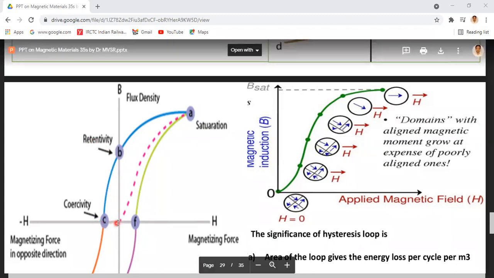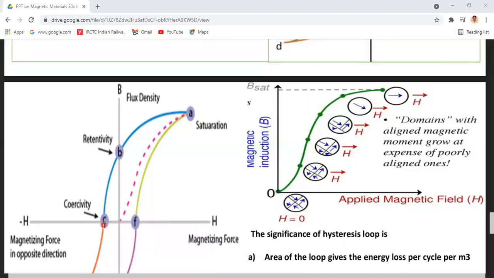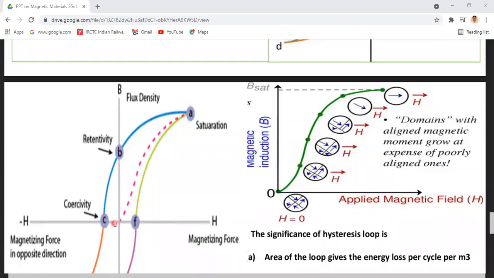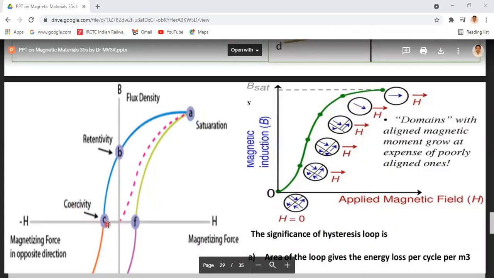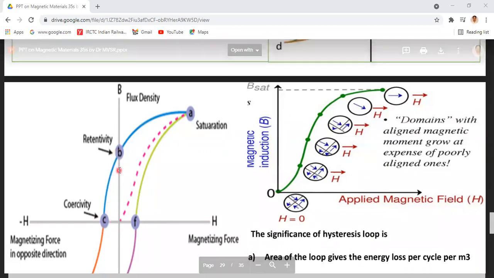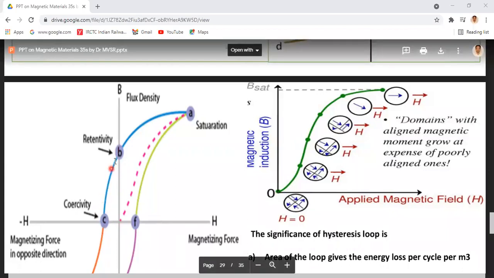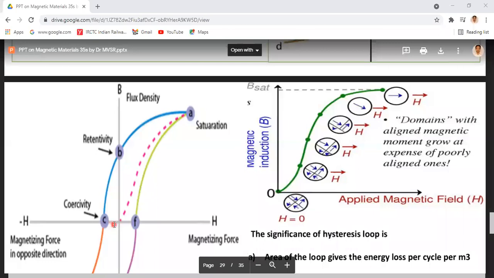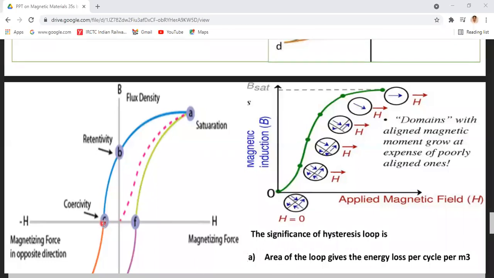So what is the coercivity? As the field is increased in the opposite direction, how much field is utilized for reducing the magnetic induction to zero? That is OC, and we call it coercivity. OC is the value of H which is responsible for B equal to zero. As the magnetic induction B decreases and reaches the point C, the magnetic induction becomes zero. By applying the magnetizing force OC in the reverse direction, the magnetic induction B becomes zero.